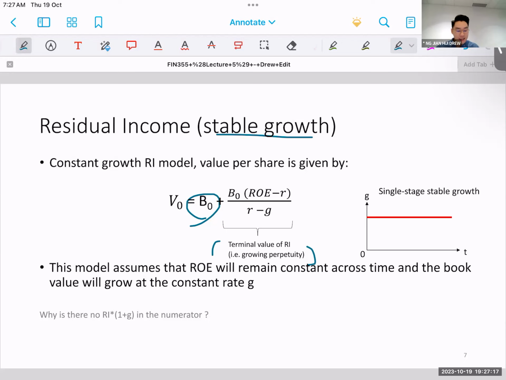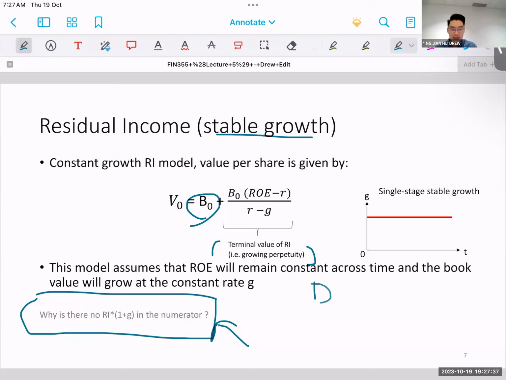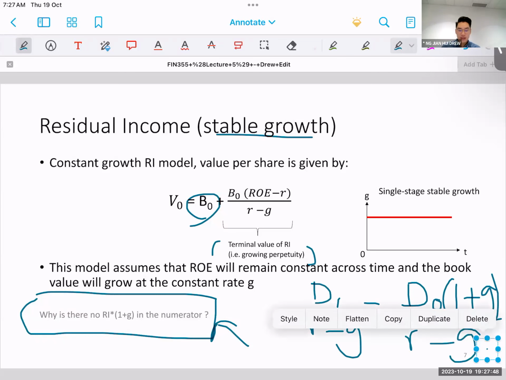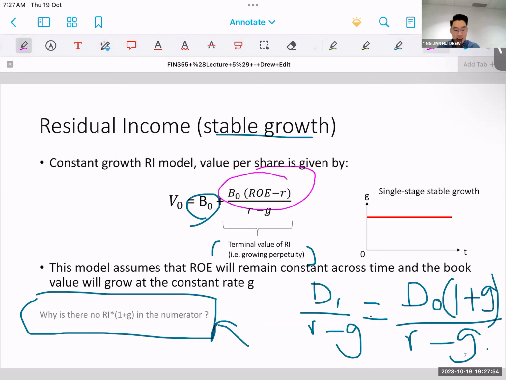Now, there is a small question here in gray that I'd like to pose to everybody. Hopefully you can figure out why we did not include something. The growing perpetuity formula on the dividend side is D1 divided by R minus G, where D1 equals D0 times 1 plus G, divided by R minus G. So the question is, how come in this residual income model, we did not consider the 1 plus G here?